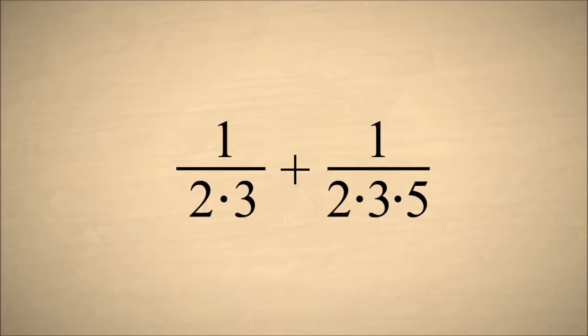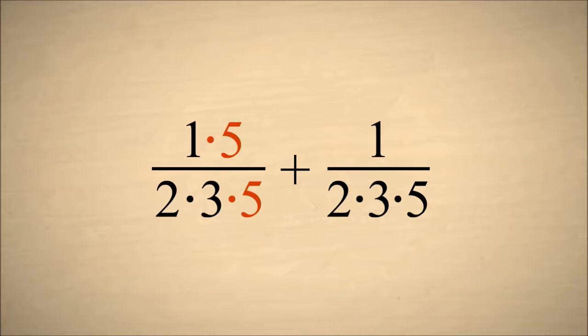Since our goal is to make these two denominators the same, let's see what is making them different. The first denominator is missing one factor of 5 that the second denominator has. We can remedy this situation by multiplying the numerator and denominator of the first fraction by 5.